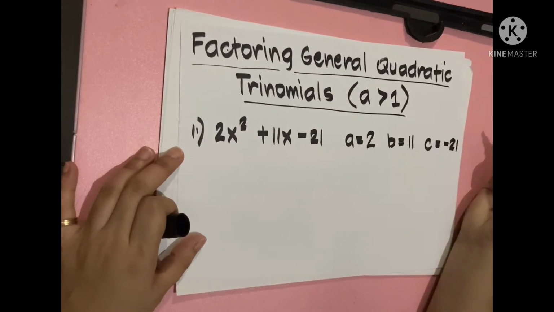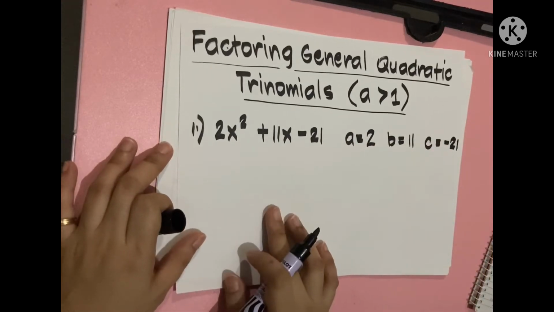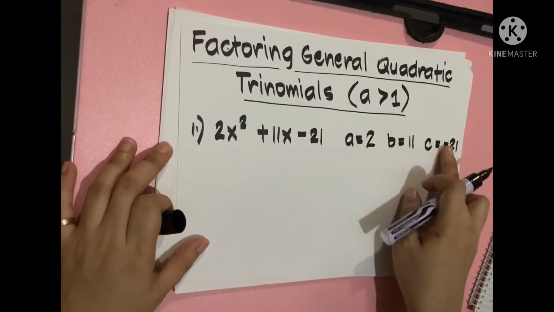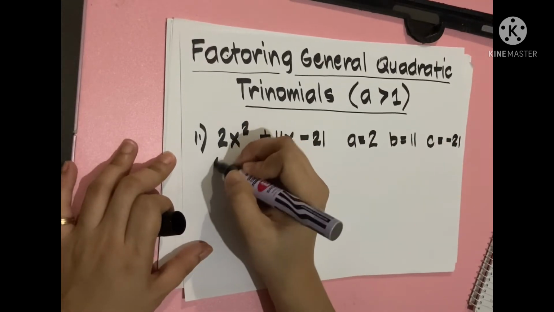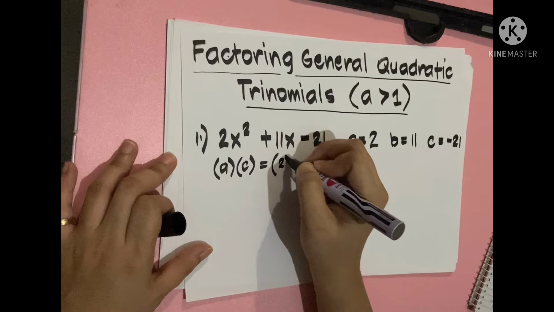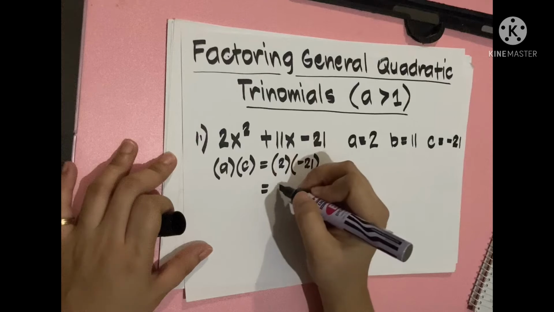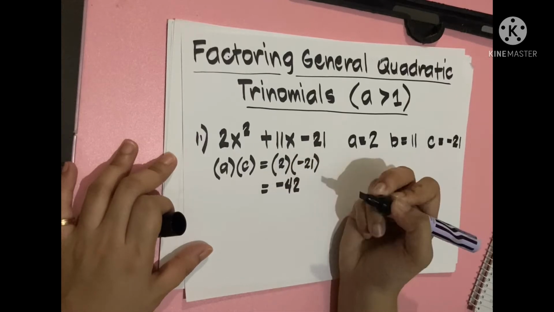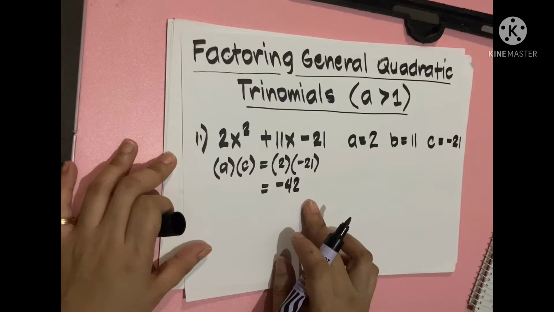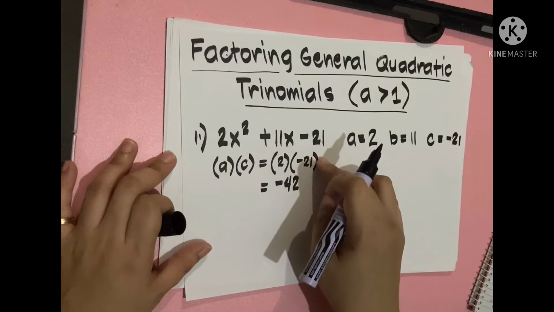So, after nating ma-identify yung A, yung B, and yung C, ang next step natin, we have to get the product of A and C. So, ang product ng A and C natin is 2 times negative 21. And that gives us negative 42. So, mula dun sa negative 42 natin, mag-iisip tayo ng number na kung saan ang product niya is negative 42 aside from 2 and negative 21.